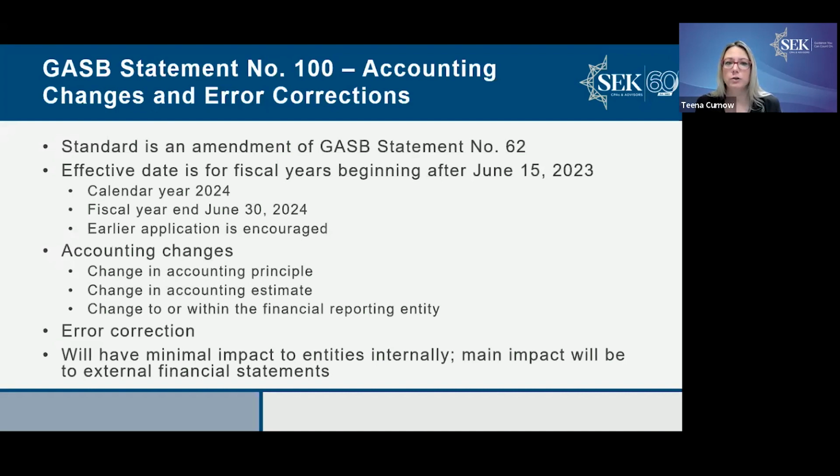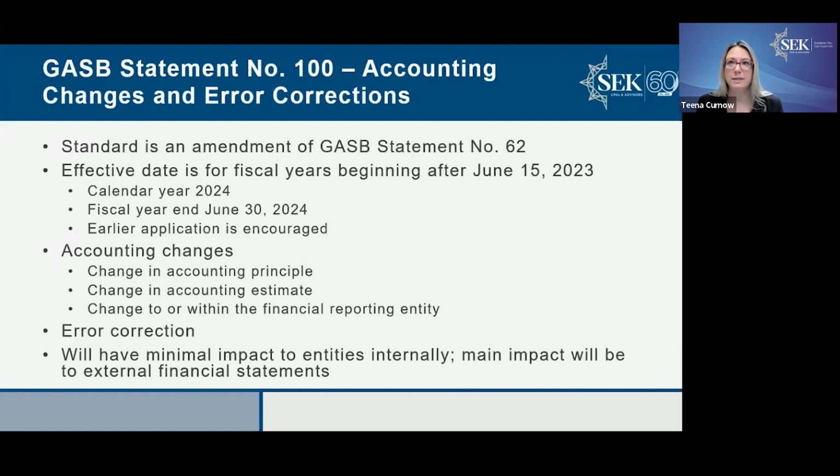What this standard includes is accounting changes and error corrections. So the accounting changes, you could have a couple different possibilities that fall under the category of accounting changes, and you can see what they are there. For any of you who had to implement GASB 87 for leases, that was a change in accounting principle that was acknowledged in your financial records. So that would be the same that you would be accounting for here for GASB 96.